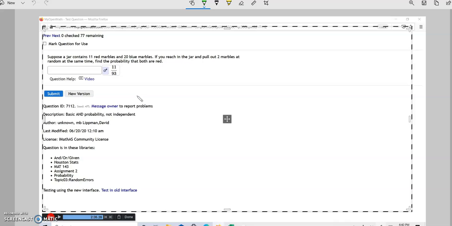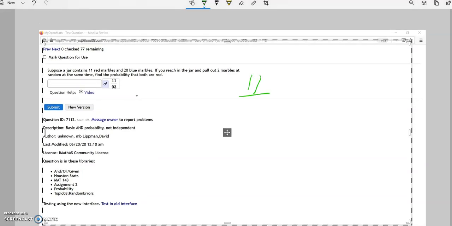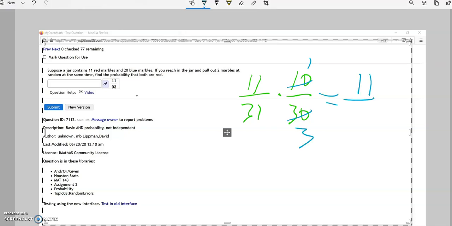So there's 31 total, so it's 11 over 31, and there's 1 less marble after the first one, so 10 out of 30. They want that as a reduced fraction. 10 over 30 reduces to 1 over 3, so your answer is 11 over 93.